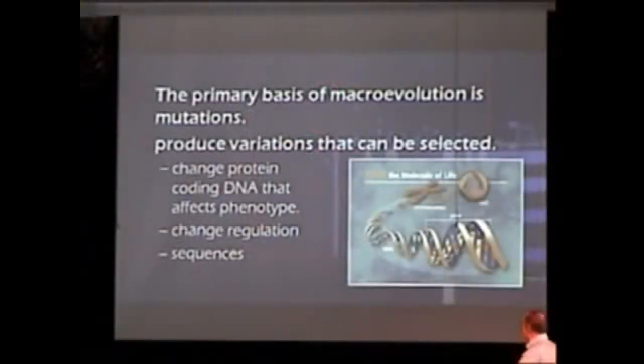Okay, the primary basis of macroevolution is mutations. This is the theory now. Mutations produce the variety that natural selection can select. So the theory is based on two different things. Mutation produces variety, natural selection selects that variety. That's evolution. That's evolution, very simply.